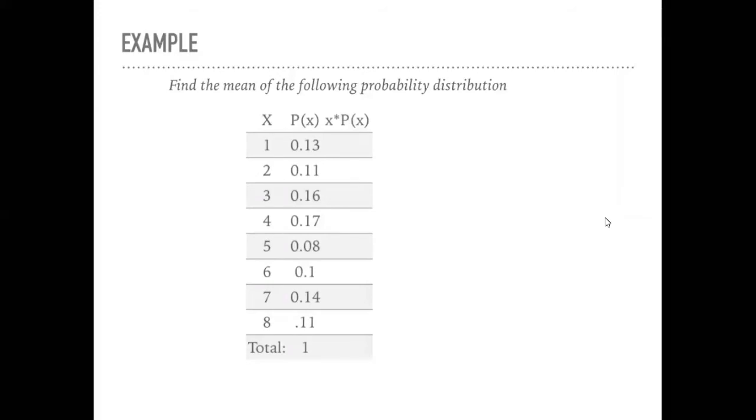In order to do this, we would have to multiply x times p of x a whole bunch of times. So 1 times 0.13, 2 times 0.22, 3 times 0.16, and so on. Then once you have done all of those, you would add them together, and that would give you your mean or the expected value. So here the expected value would be 4.37.